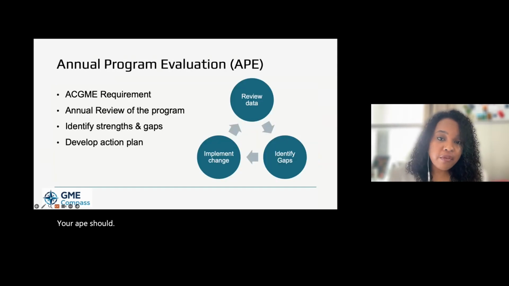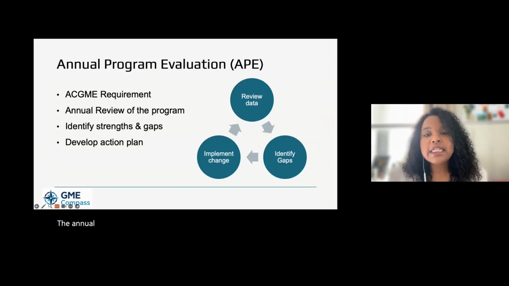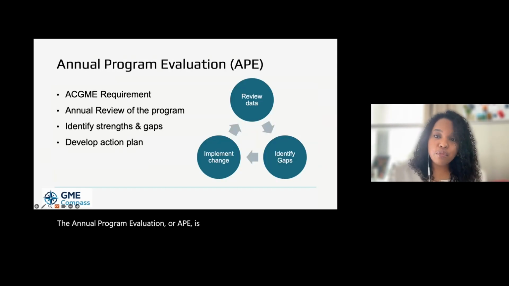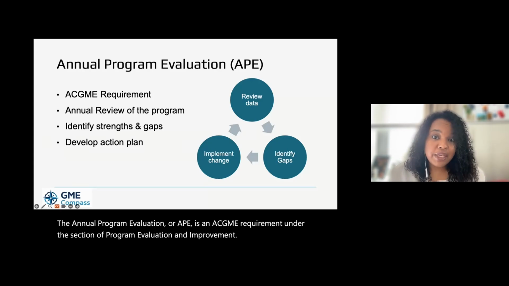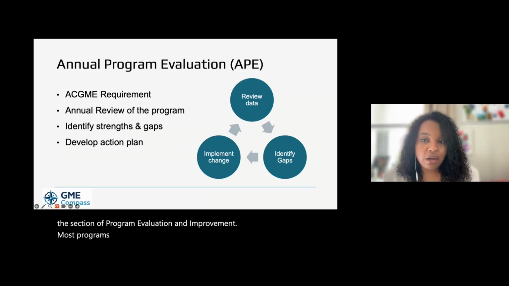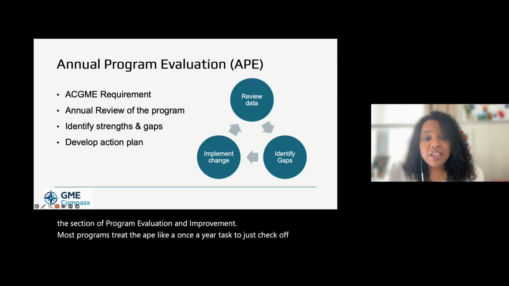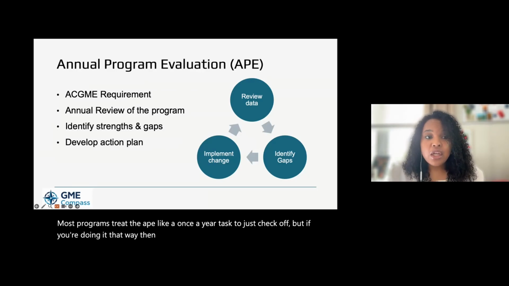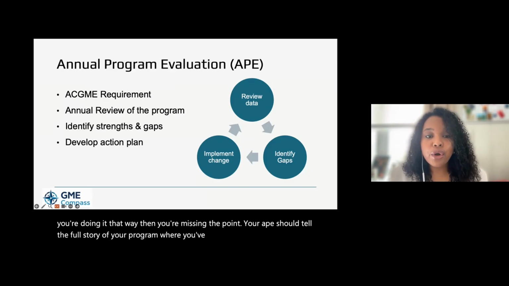The Annual Program Evaluation, or APE, is an ACGME requirement under the section of Program Evaluation and Improvement. Most programs treat the APE like a once-a-year task to just check off. But if you're doing it that way, then you're missing the point. Your APE should tell the full story of your program. Where you've been, where you are, where you're going next.